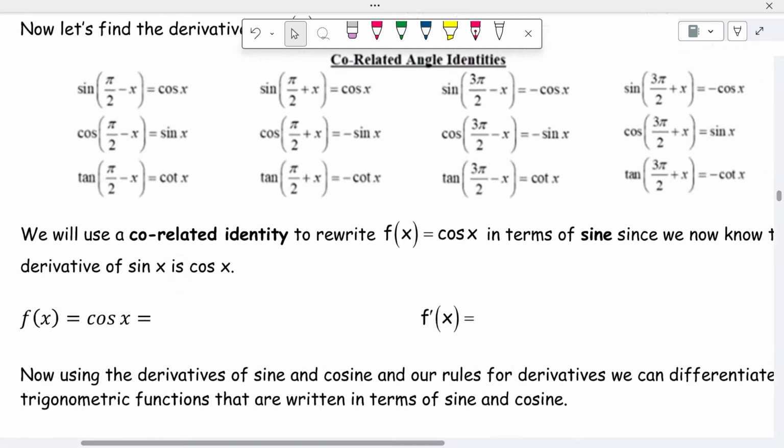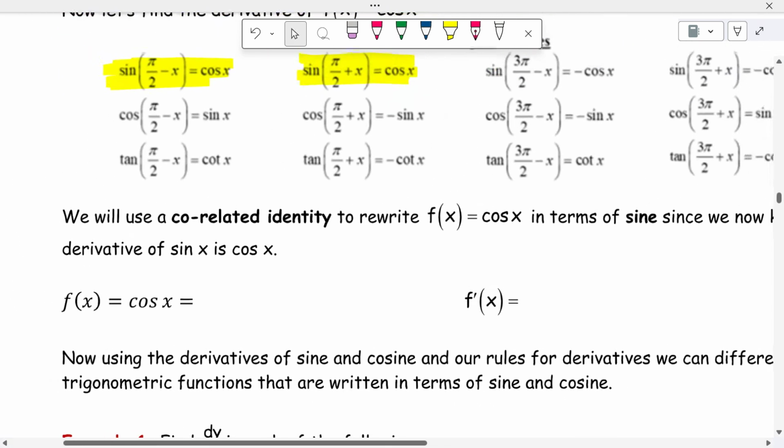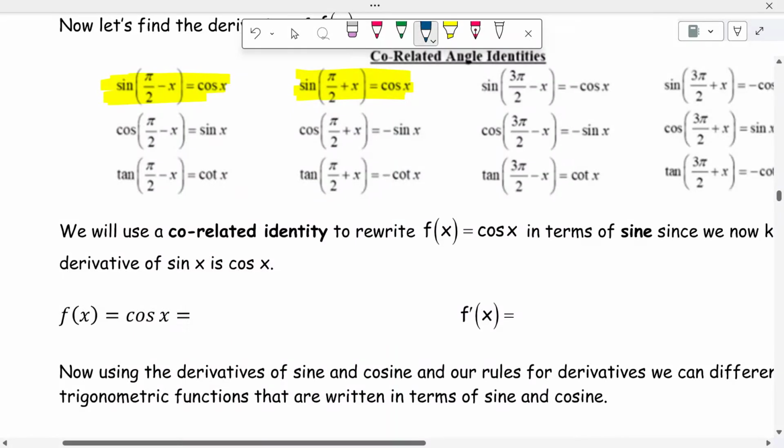Which one do you guys want to use? Do you guys see what I'm talking about, right? Do you guys see how this one equals cos x? This one equals cos x. Is there any other ones that equal? So negative cos x doesn't work because it's not the same. So we have two options. Okay. Which one do you want to use? Because it doesn't matter. First or second? Second? Is that what I heard? And again, doesn't matter. We'll get the same answer. All right. So if we use the second, we're saying cos x is the same as sine of pi over 2 plus x.